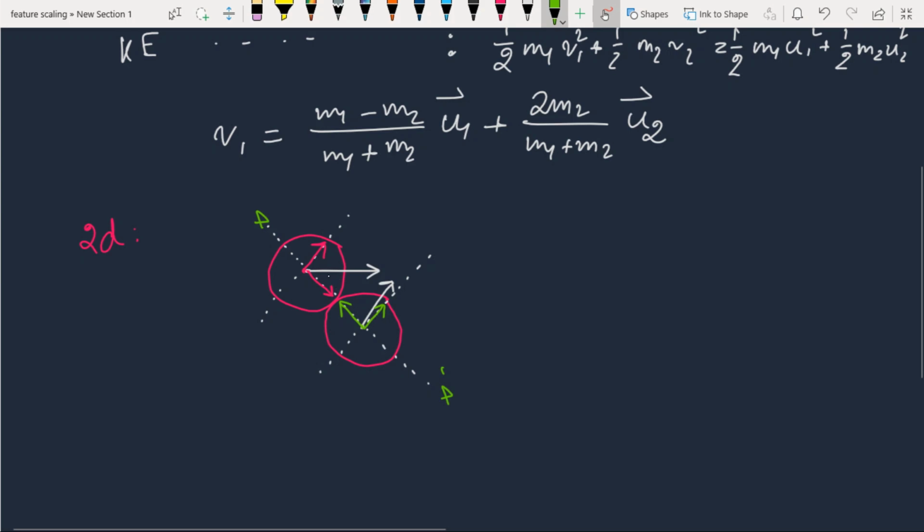But what about these components? Well, it turns out that these components do not change. I know it's a little bit counterintuitive, but that's how physics works. Whenever we resolve our velocity component in two perpendicular directions, then the two velocity components have no effect on each other. So that was the basic trick of solving a 2D elastic collision.